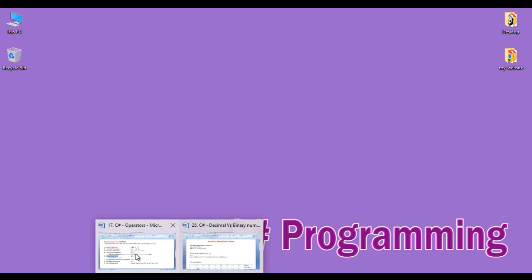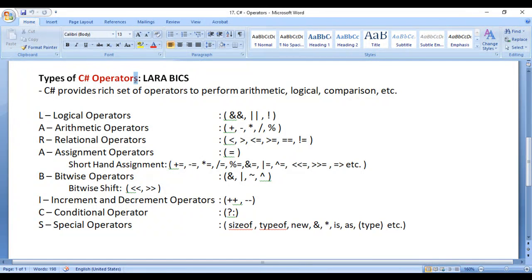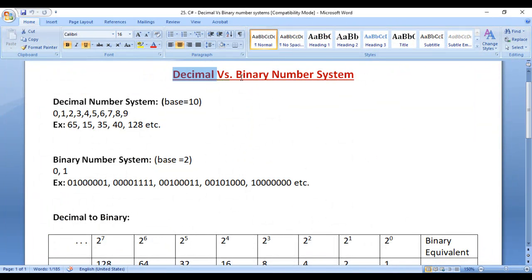From the past few video tutorials, we are trying to understand operators in C#. We understood arithmetic operators, logical operators, relational operators, assignment operators, increment and decrement operators, conditional operator. In the next video tutorial, we are going to understand bitwise operators. Before we proceed and understand bitwise operators, first, we need to understand decimal and binary number system, guys.